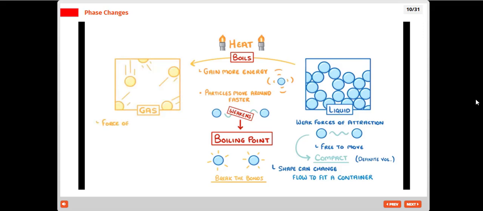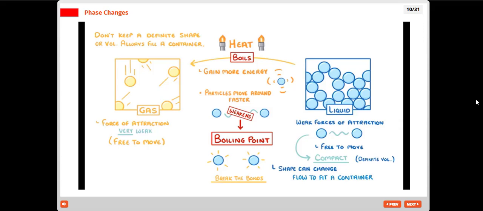In gases, the force of attraction between the different particles is very weak, so they're basically free to move around by themselves. This means that gases don't keep a definite shape or volume, and instead will always fill a container as they spread out as much as possible.